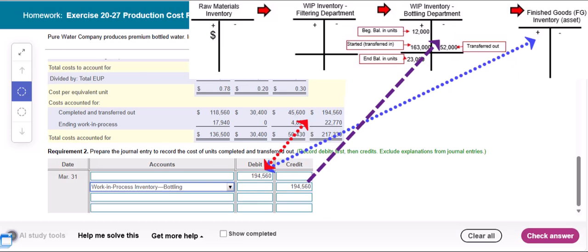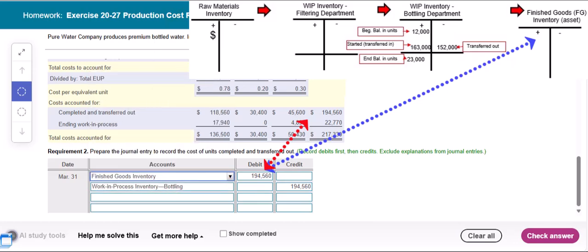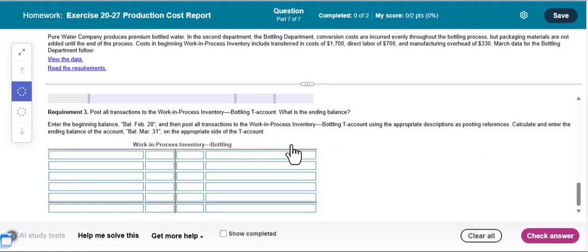And then they're going into the finished goods inventory. So that's the account that's going to be debited. So that's finished goods inventory there. Let's go ahead and check our answer. Well done.